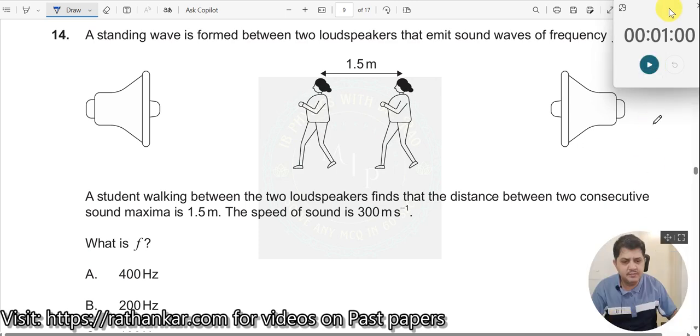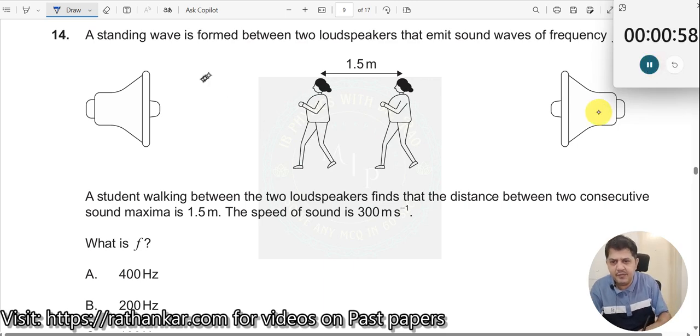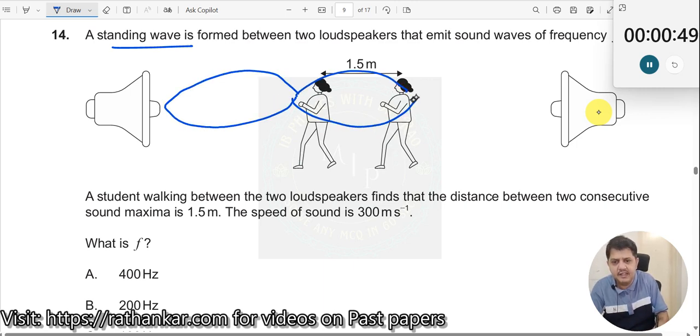Question number 14. A standing wave is formed. What do you mean by standing wave? Standing wave means something like this. Like this, right? This is your standing wave. And then emit sound waves of frequency.